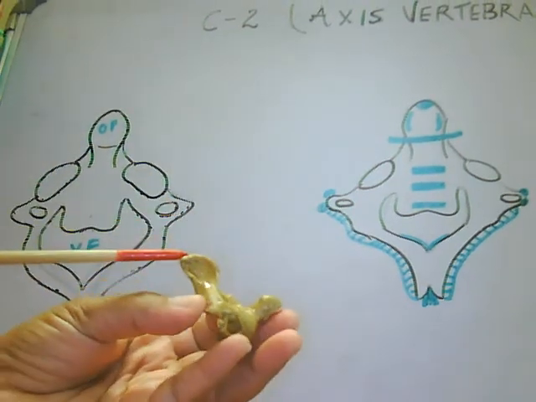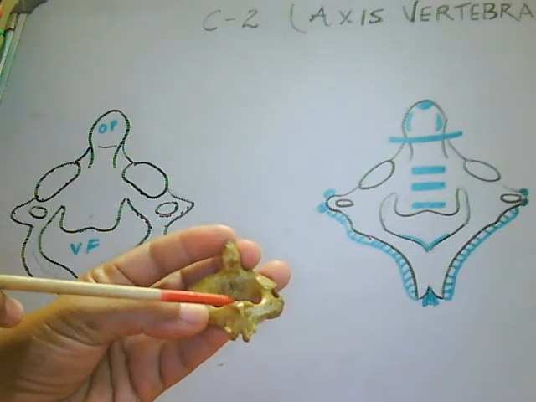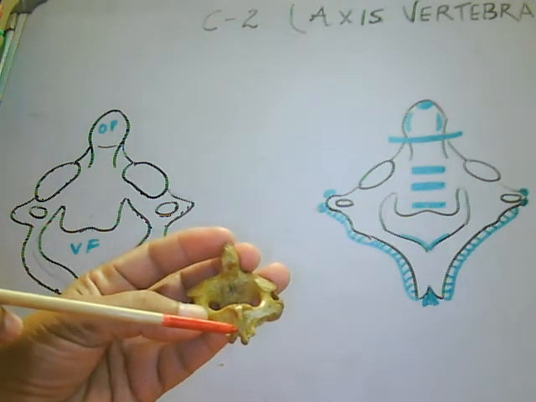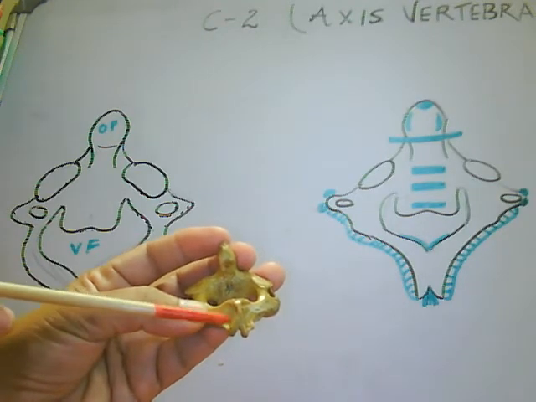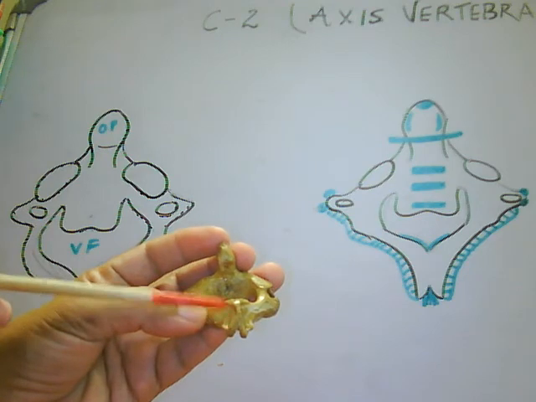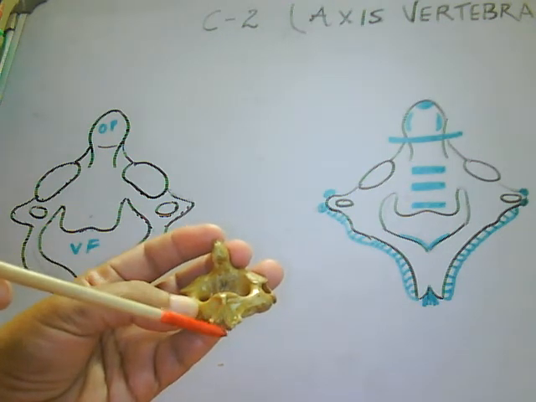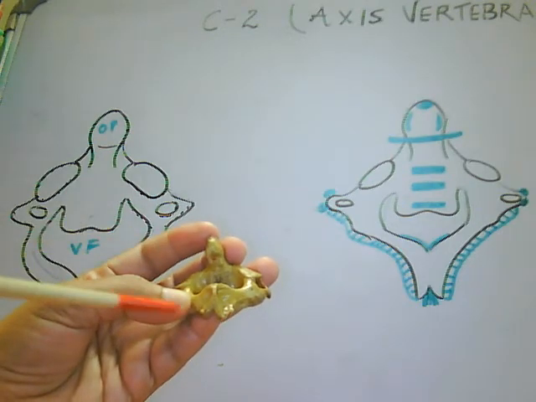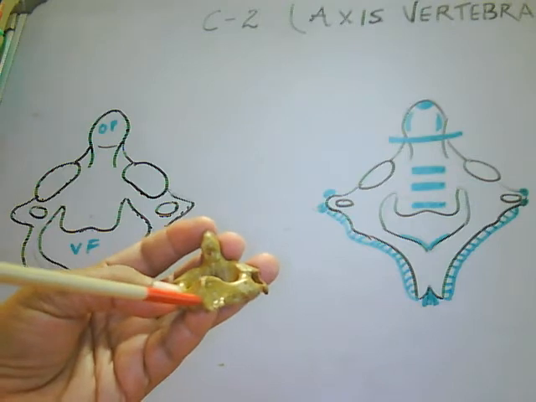Now the spinous process, the midline structure, what you're seeing here, this is the spinous process. This is bifid, as you can see, there are two processes. So this is a bifid spinous process like other cervical vertebrae. This gives attachment to a ligament known as the ligamentum nuchae. So the ligamentum nuchae is attached on this spinous process.